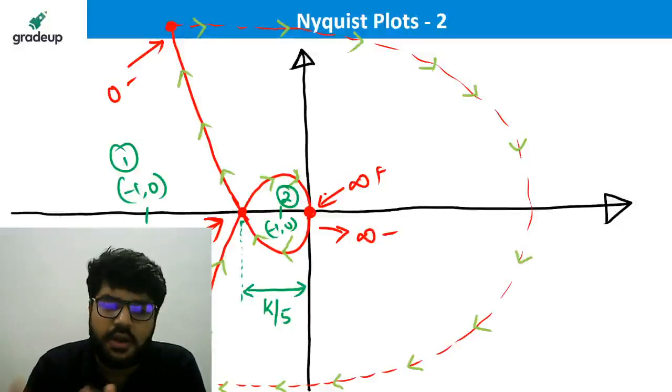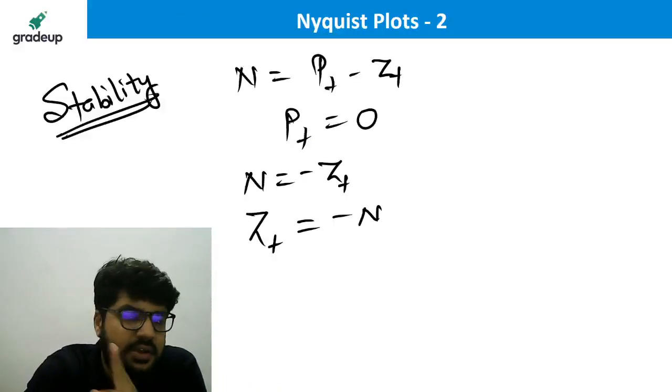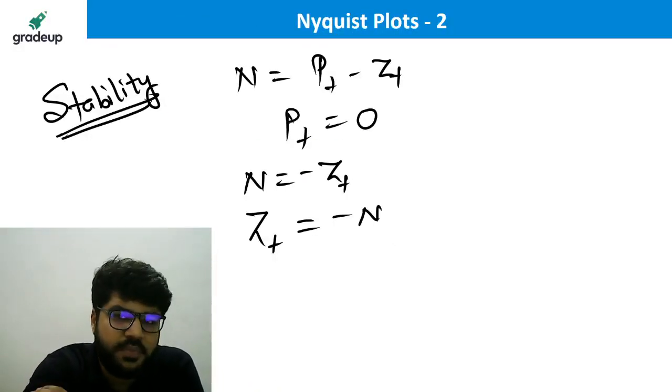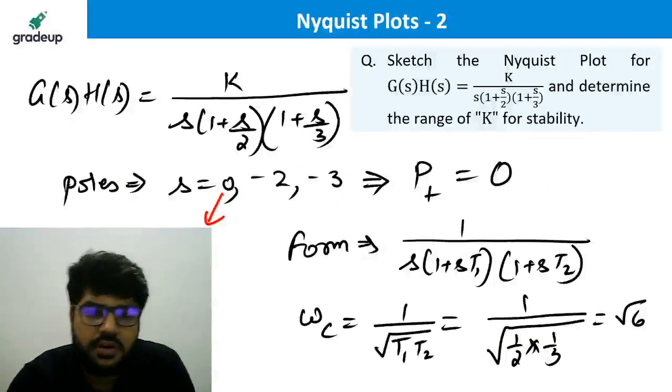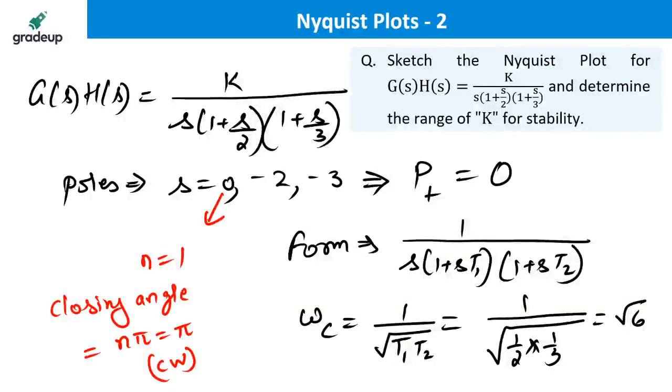And from the Nyquist plot, how do you comment on the stability? Is it the N equal to P plus minus Z formula, right? N is equal to P plus minus Z. Now time for you to take the screenshots. Take the screenshots quickly.